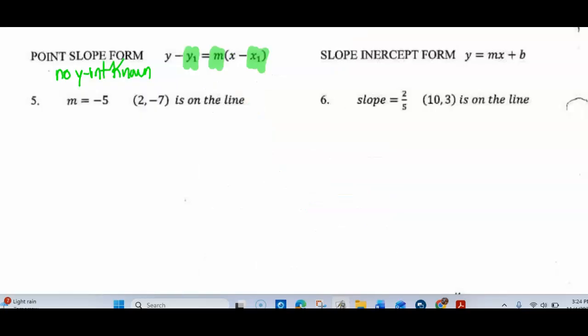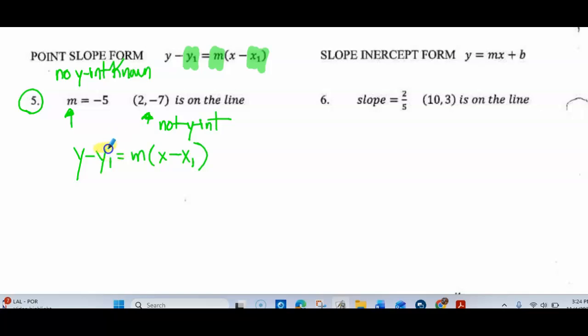So if I look at number 5 here, I say, do I have the slope? And you have to realize that once again, m represents slope, so I have the slope. And this point here is not the y-intercept. Now, if it's not the y-intercept, that's when you're going to use point slope. So I'm going to write point slope here, which is y minus y1 equals m(x minus x1). And remember, we're going to replace 3 things. We're going to replace this y, this m, and this x. And I get all those values from the information they gave me.